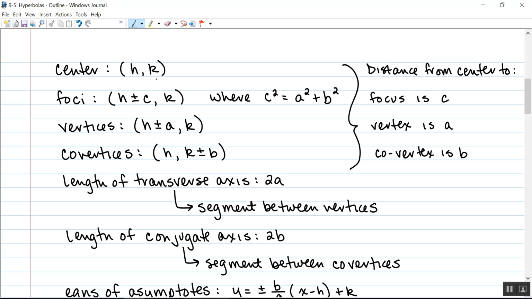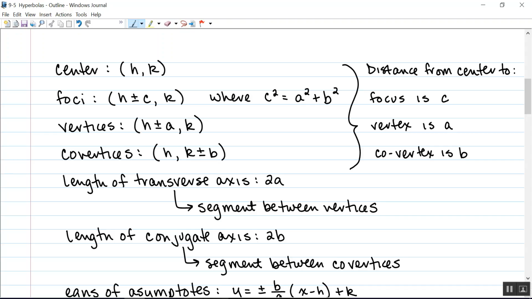So the center is at point (h, k). The foci, vertices, and covertices, here are the formulas for those. But the key thing to remember is we have this equation here, c squared equals a squared plus b squared. Okay, and where do we get the a, b, and c from? The distance from the center to each of the foci is c units. From the center to a vertex is a units, and from the center to a covertex is b units.